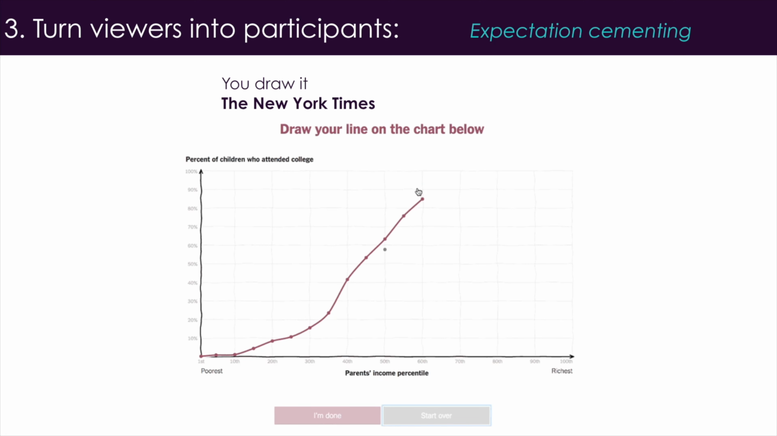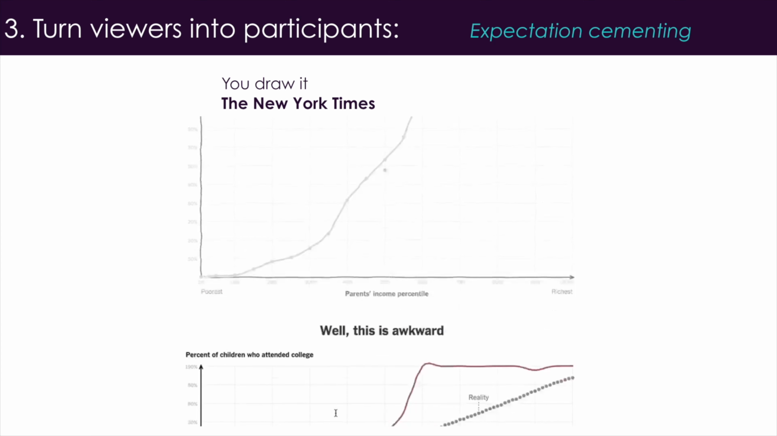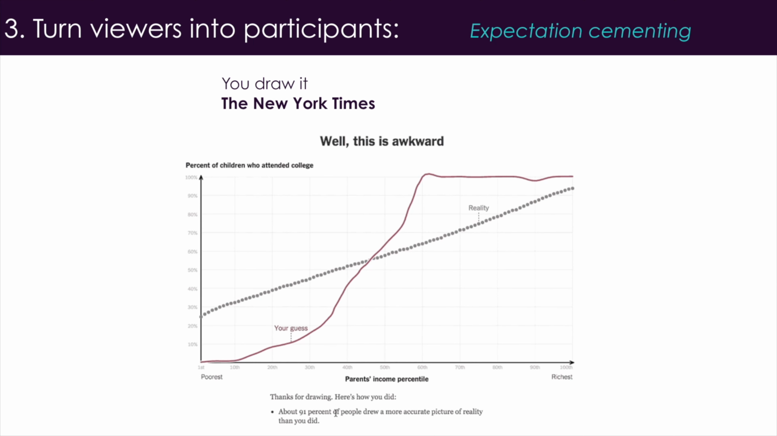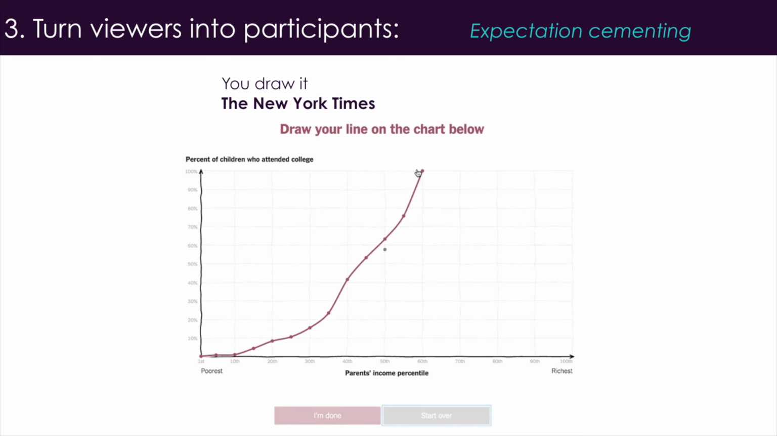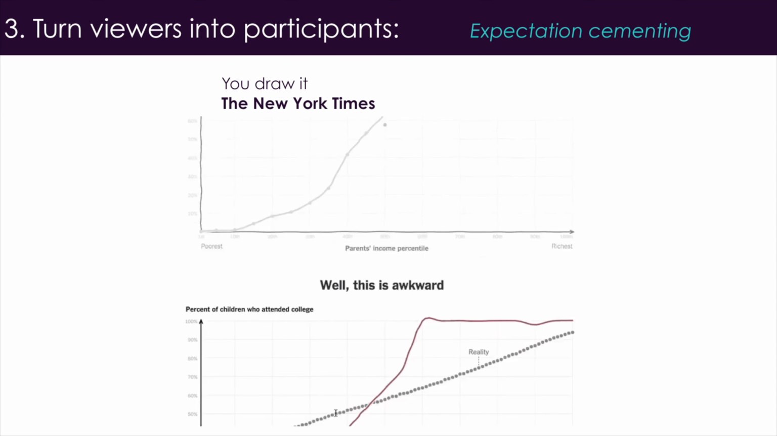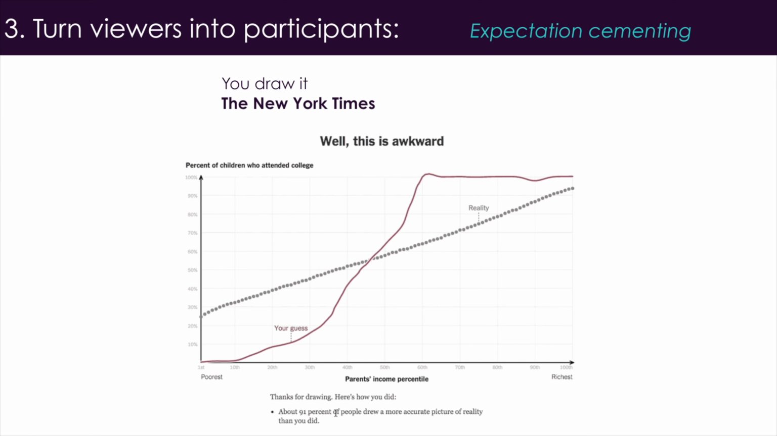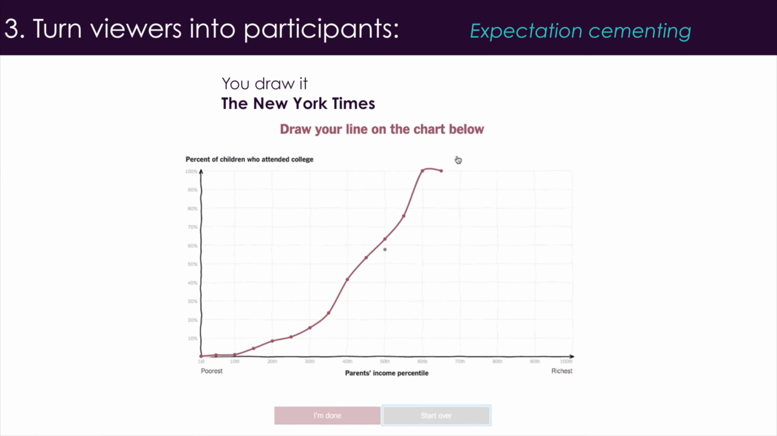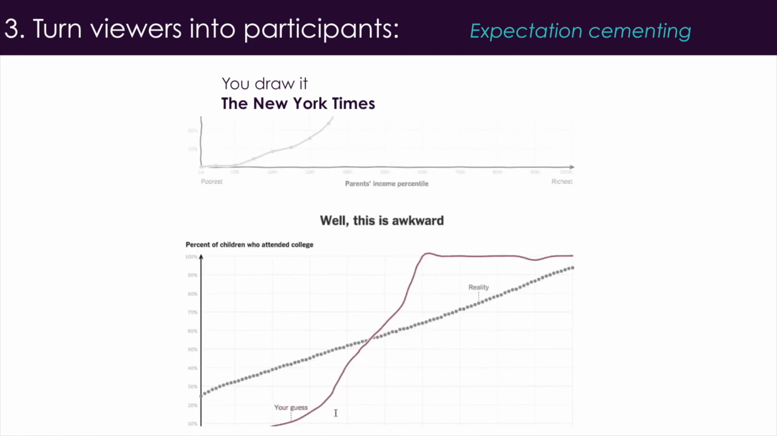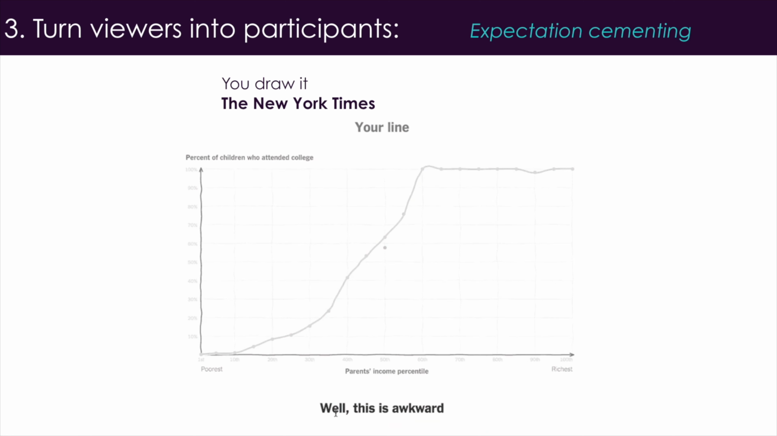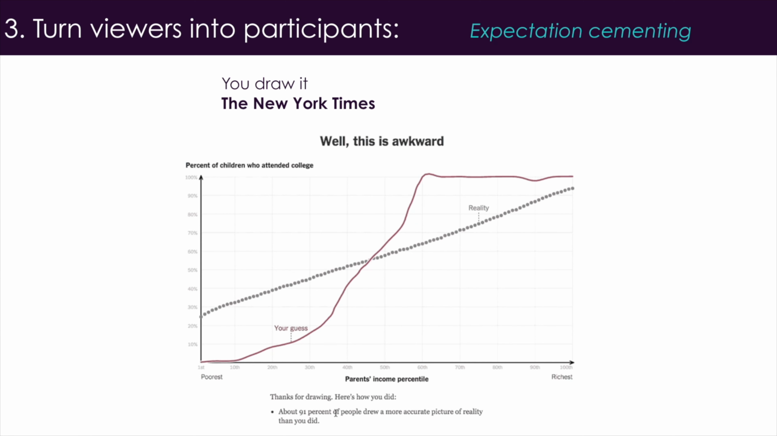The second approach shown here is called expectation cementing. And that's where you get the viewer to try and guess the answer before they see it. And guessing helps people to realise their own expectations. So this example comes from the New York Times. They got people to try and guess the relationship between parental income and the chance of the children attending college. And only once you had had a go at drawing the relationship did they show you the answer.